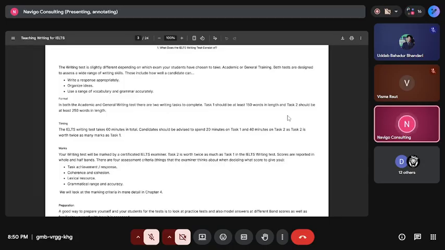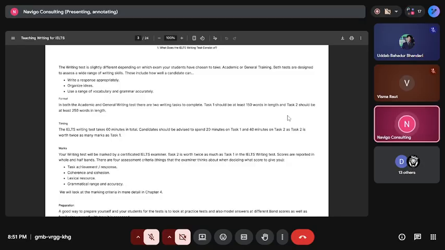Your task one should be at least 150 words, and task two should be 250 words. So if you write only 148 or 149 words, you're not going to get marks. Okay. So you have to cross 150 words in task one, while in task two, you'll have to cross 250 words. So the ideal word limit in task one is 150 to 180 words. And in the essay, or task two, you're going to write 250 to 300 words, right?